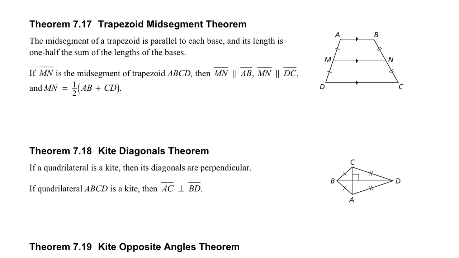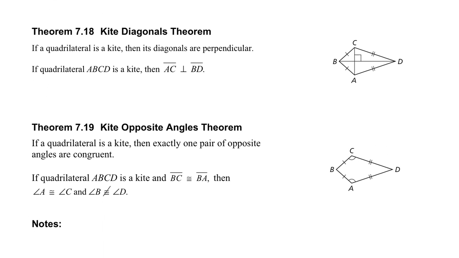Mid-segment theorem. The mid-segment theorem basically says that it's going to be parallel. So right now it says the mid-segment of a trapezoid is parallel to each base. So that's the first part. That is just something to know, that it is parallel. And here's the kicker. Its length is half the sum of the two bases. So if you add the measurement of AB, add the measurement of CD, it's going to be half of that. So there's our first formula.